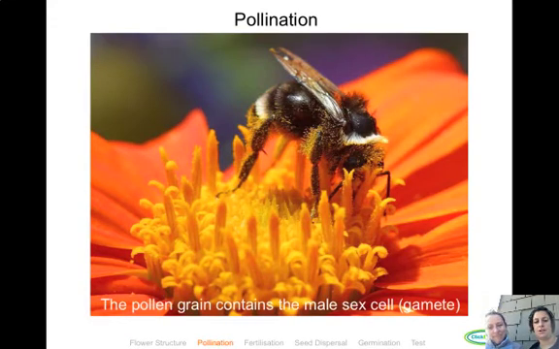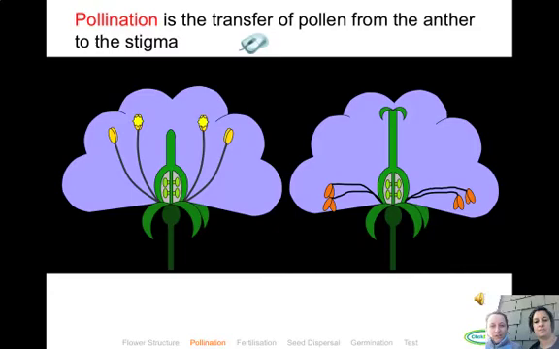Okay, pollination. We're moving on here. The pollen grain contains the male sex cell, which is a gamete. Alright, so here we have a little animation of what pollination looks like. Pollination is the transfer of pollen from the anther to the stigma. Okay, remember, this can be happening either in the same flower, like in one flower itself, or it can be happening from one flower to another.